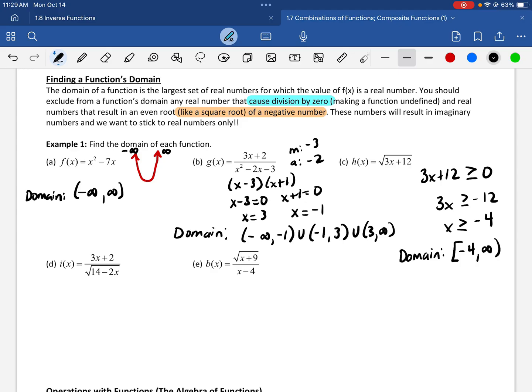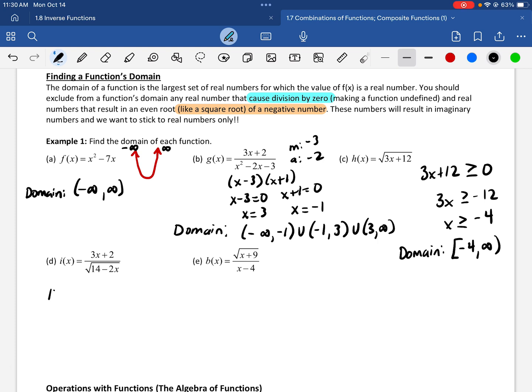And our next one, here we've got another rational, and it's got a radical in the denominator. So it can't be equal to 0 this time. It also has to be greater than 0. So we're going to take what is underneath that radical in that denominator, and we're going to say it can't be equal to 0 this time because we can't divide by 0. We want it to be greater than 0.